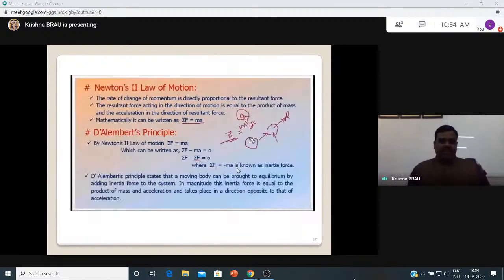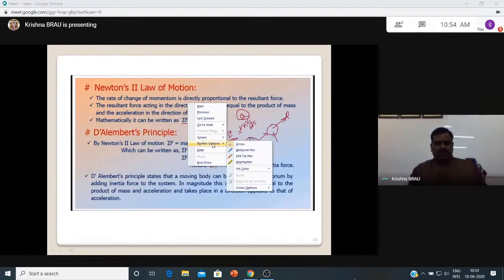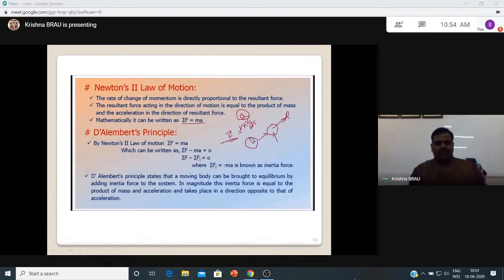Now let us consider Newton's law and D'Alembert's. What is the difference? The rate of change of momentum is directly proportional to the force. The resultant force acting in the direction of motion is equal to the product of mass into acceleration. Mathematically, it can be represented as F is equal to ma.